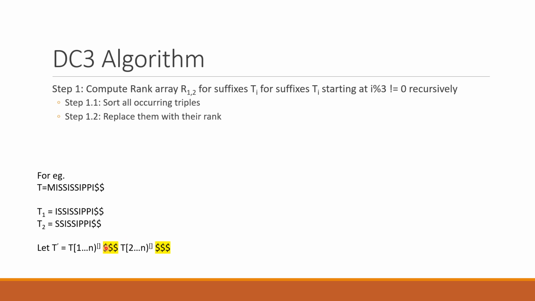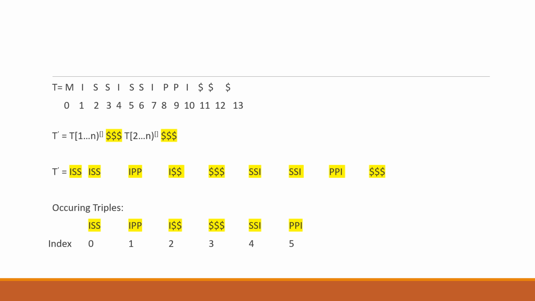Then we append it with $3. And then we take T2 to N, that is T2, T5, T8, and then we append it with $. We call the suffix sorting recursively on the T dash and map the result to rank 1, 2.